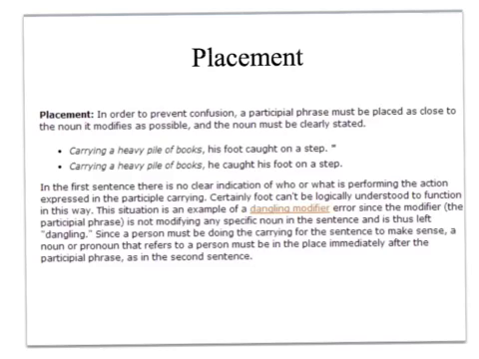In this first sentence, "Carrying a heavy pile of books, his foot got caught on the step," there is no clear indication of who or what is performing the action expressed in the participle carrying. Certainly the foot can't logically be understood to function in this way. This situation is an example of what's called a dangling modifier error, since the modifier, the participial phrase, is not modifying any specific noun in the sentence and is thus left dangling. Since a person must be doing the carrying for this sentence to make sense, a noun or pronoun that refers to the person must be placed immediately after the participial phrase, as in the second sentence: Carrying a heavy pile of books, he caught his foot on the step.